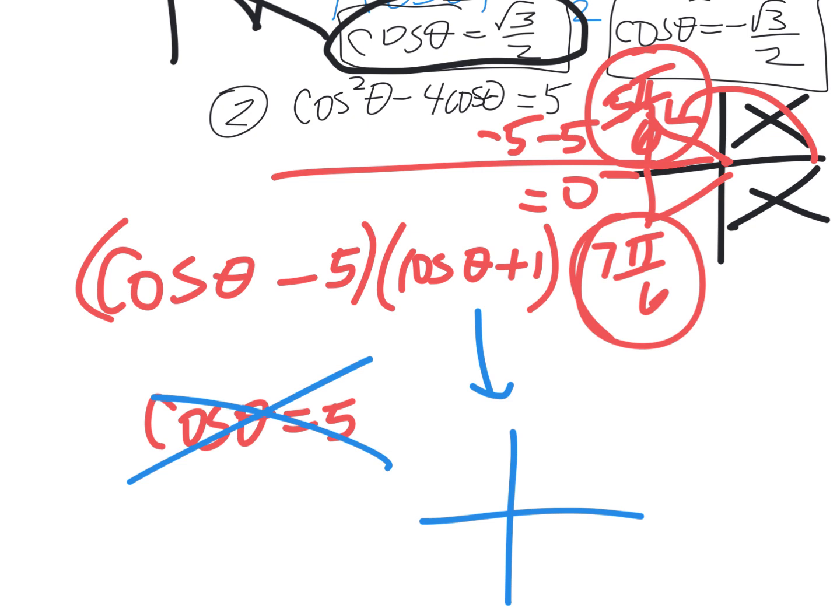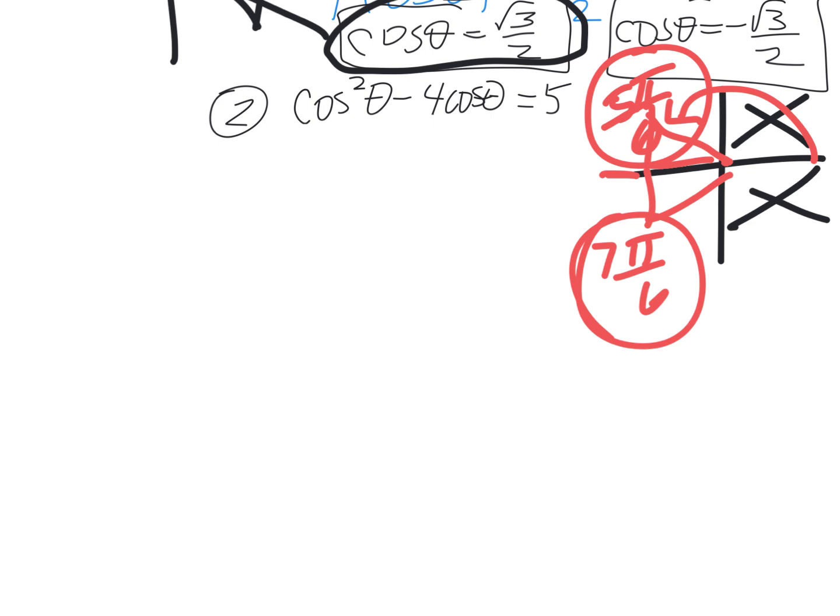Where is cosine negative 1? Because if this part's negative 1, it'll equal 0. So where's cosine negative 1? It's wherever x is negative 1. And where is x negative 1? Right there. That's where x is negative 1.